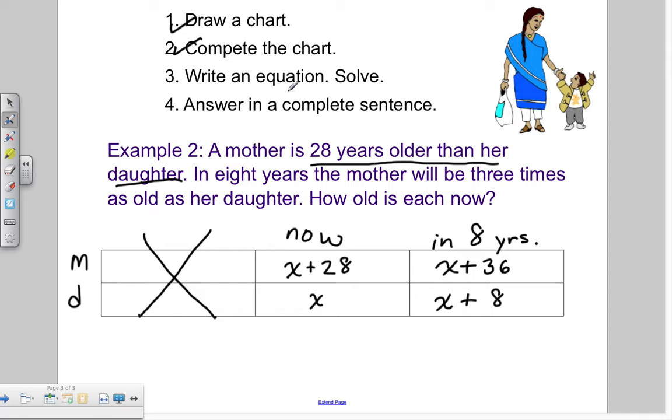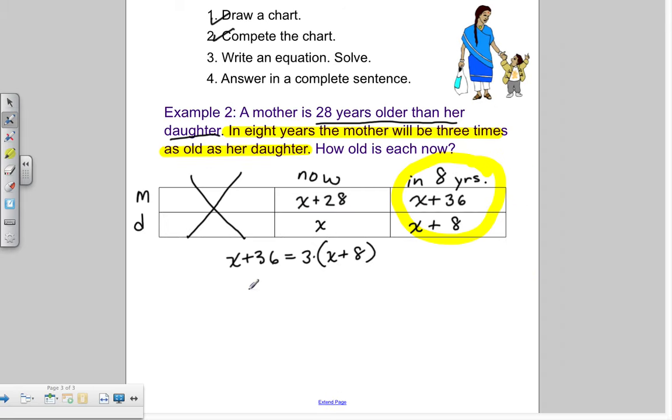Now I need to write an equation. So I'm going to use a different piece of information to do that. I'm going to use this: in 8 years, the mother will be 3 times as old as her daughter. So I'm going to use this column here to write my equation because it's referring to in 8 years. So I'm writing an equation. In 8 years, the mother, so the mother is x plus 36, will be equals 3 times as old as her daughter. Her daughter's x plus 8. Don't forget to use parentheses.